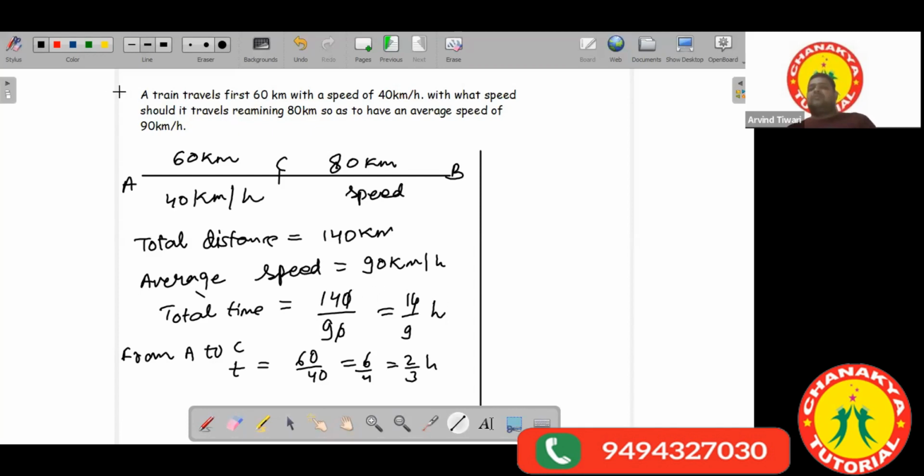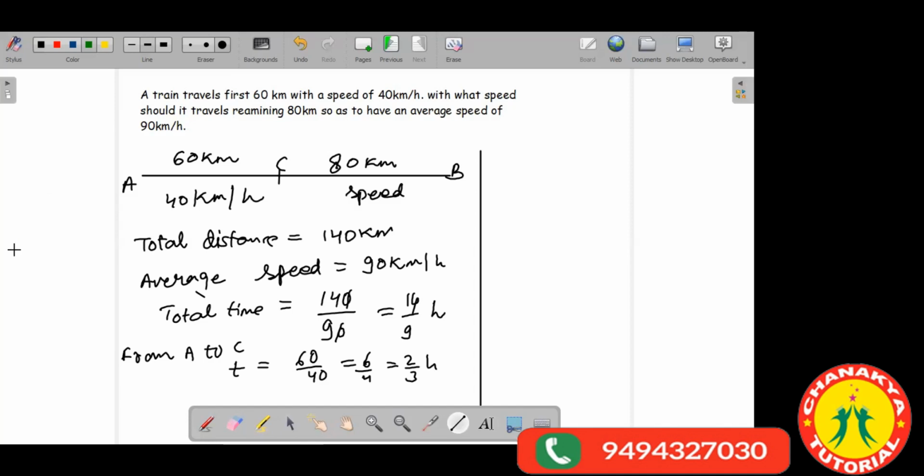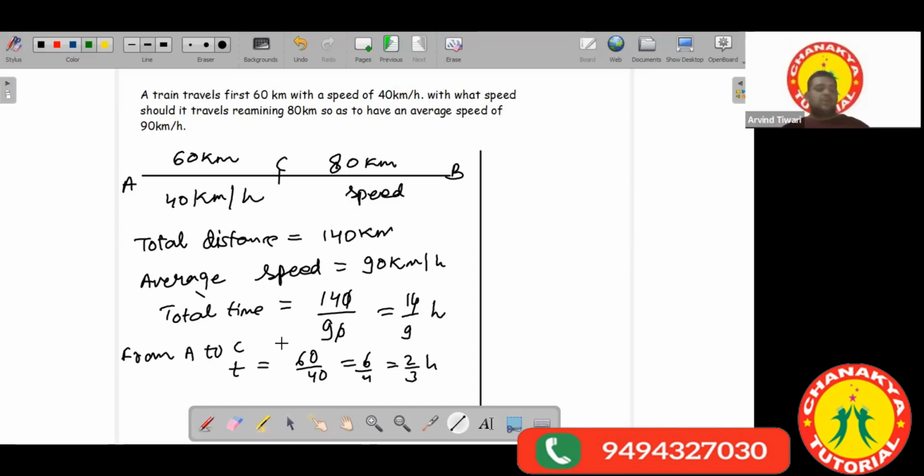To have a speed of 90 kilometer per hour. I hope all of you are getting. Jitendra, Harshit, Rohit, are you getting? Yes, sir. Okay. So see, you have a total time of 14 by 9 hours. Out of that, you have already used 2 by 3 hours.